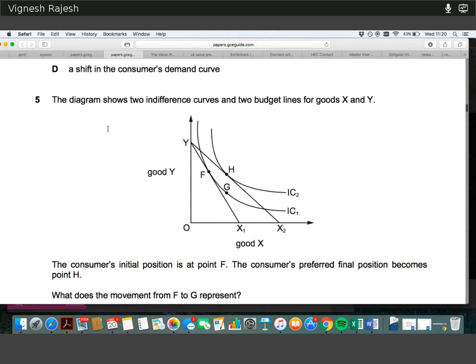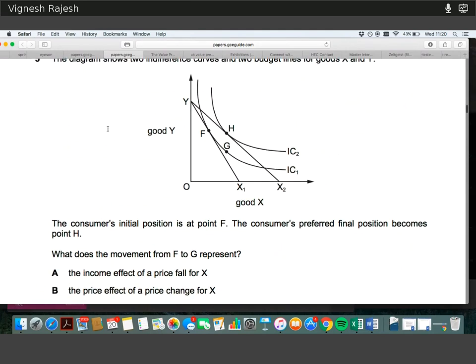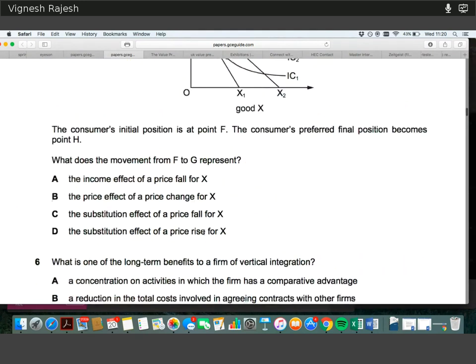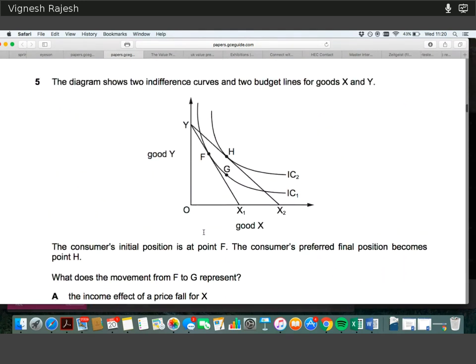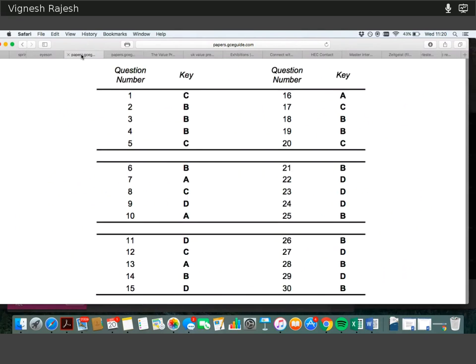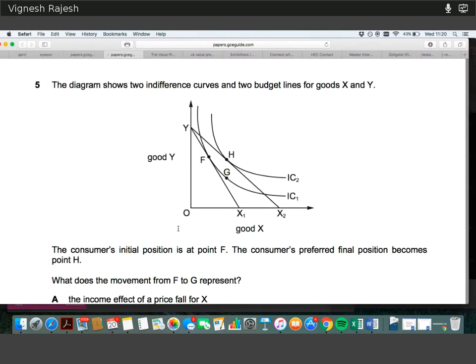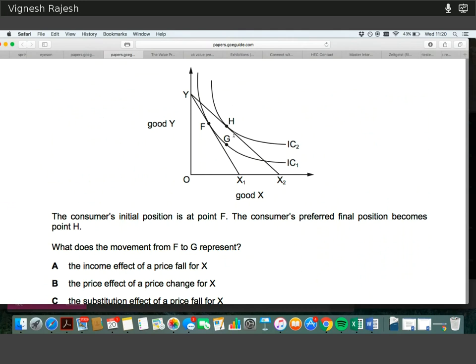Okay, question five. It's looking at some indifference curve analysis, and we're saying there's initially the consumer consumes at point F, and now there's a shift toward point H, and I think it's trying to isolate. I believe the answer is B. Let me just quickly show. So C. No, my bad. One second.